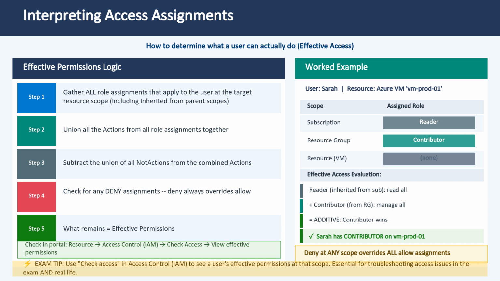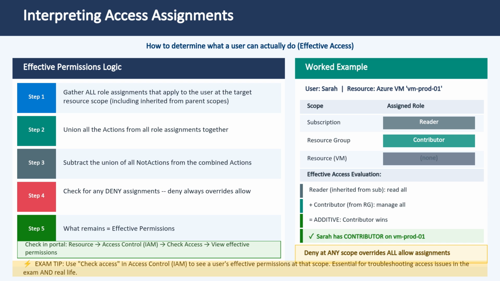Step 2, union all actions. If role A allows Microsoft.Compute/* and role B allows Microsoft.Storage/*, the effective set includes both. Step 3, subtract not actions. After combining all actions, subtract the combined not actions. Step 4, check for deny. If there's a deny assignment from Azure policy, blueprints or an explicit deny, it overrides everything. Deny beats allow. Step 5. What's left is effective access.